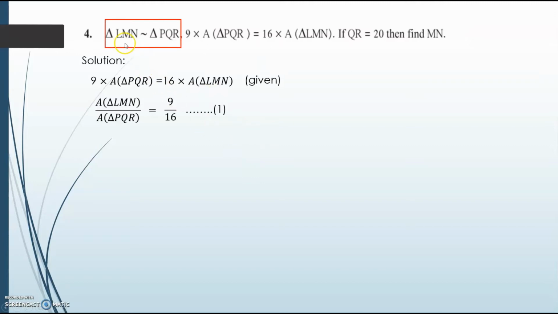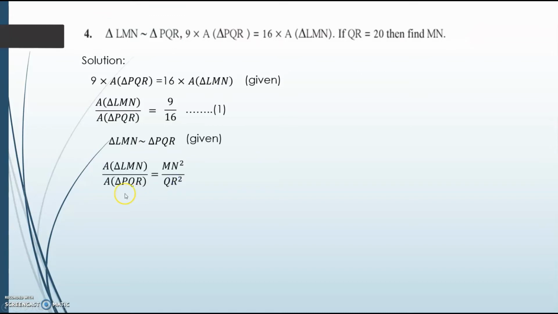Now we'll write down triangle LMN similar to triangle PQR. It's given to us. So if triangles are similar, we can apply the theorem of areas of similar triangles. So let's put it. Since we are given MN and QR, I have taken it as MN square upon QR square, because we are interested in MN and QR. That's why I have written it, and the reason will be theorem of areas of similar triangles.